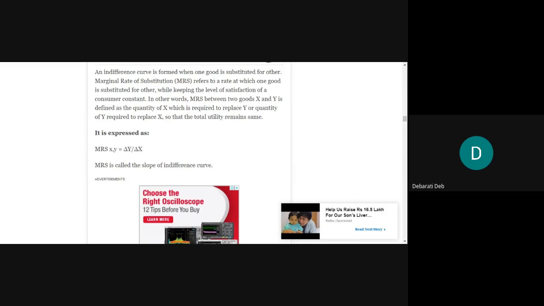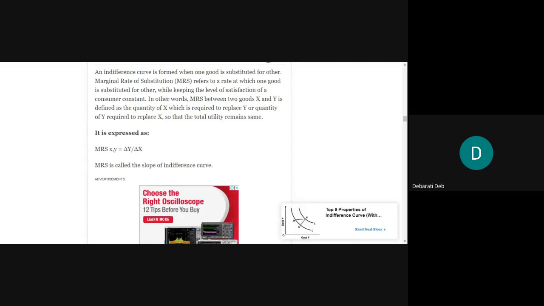Okay. So let us now study the marginal rate of substitution. An indifference curve is formed when one good is substituted for another. This one we know by now. Yesterday you remembered the schedule, no? Good X was increasing and good Y was decreasing. We were substituting one for the other. So an indifference curve will be formed when one good is substituted for the other, obviously.